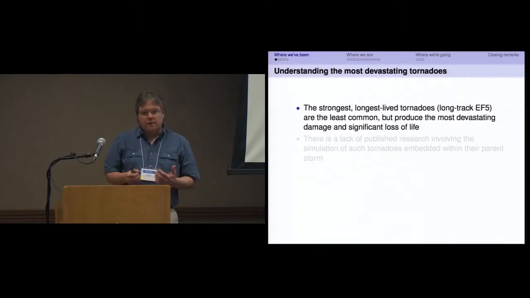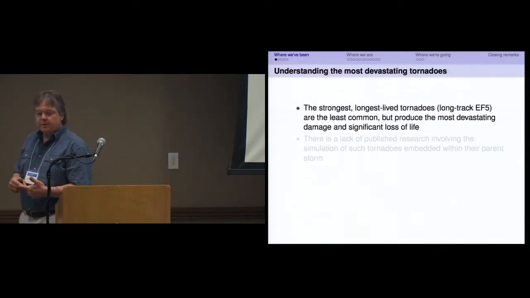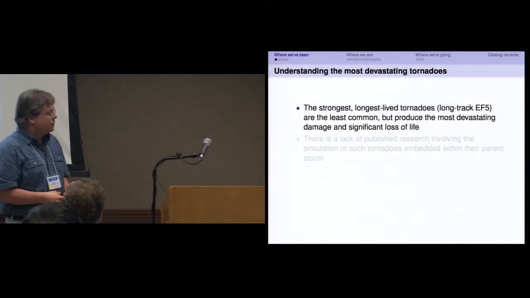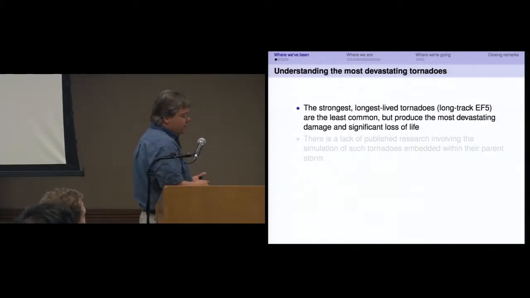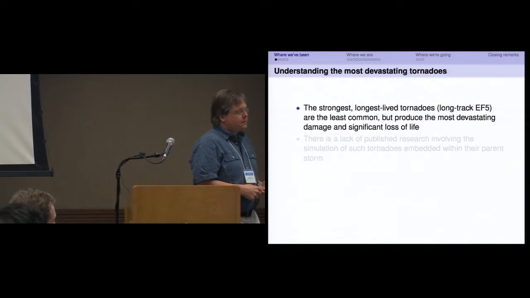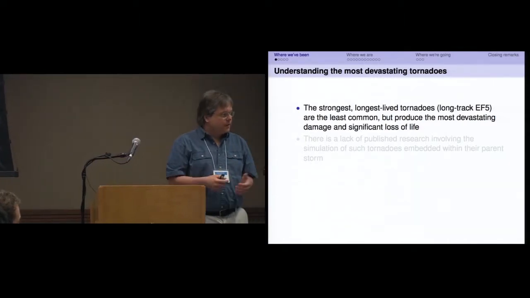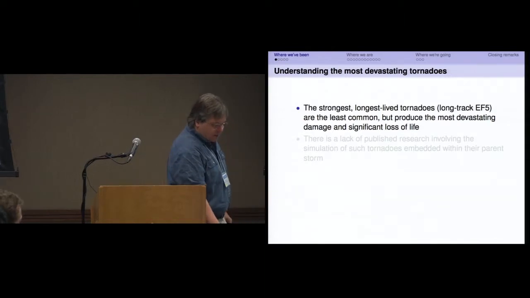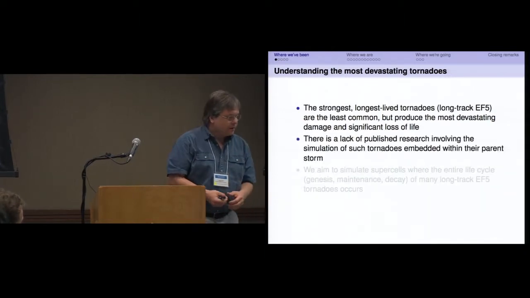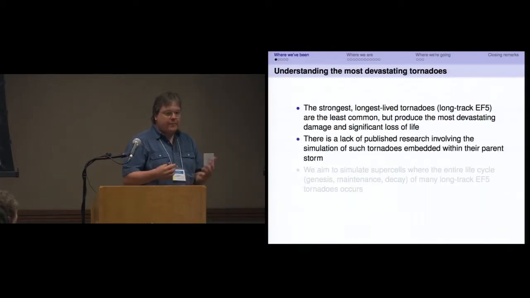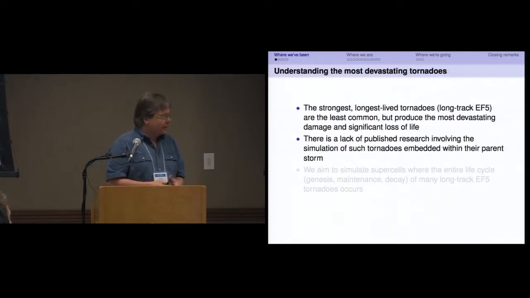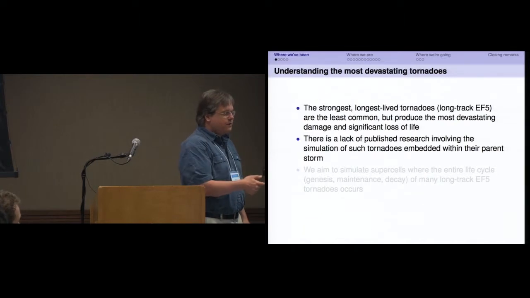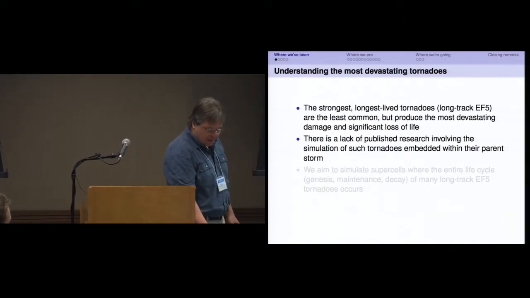So the strongest, longest-lived tornadoes are the ones like Joplin, Missouri, Tuscaloosa, Alabama, and El Reno, which occurred earlier in 2013 and actually resulted in the loss of life of some storm chasers. These are the big tornadoes, the ones that last a long time with the strongest winds. Because they're the rarest, they don't happen that often in the environment, and they also don't happen that much in the models, which actually makes some sense, but since we're trying to study them, we have to actually get one to happen.